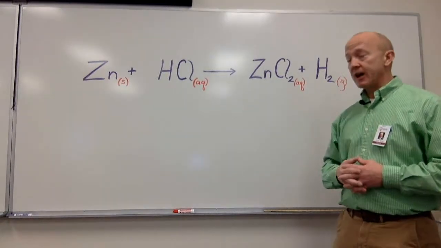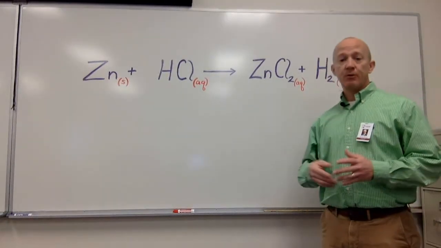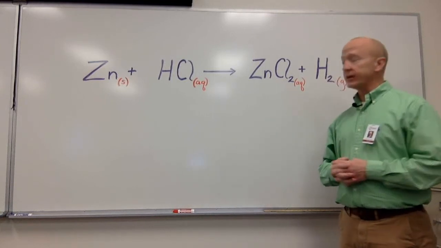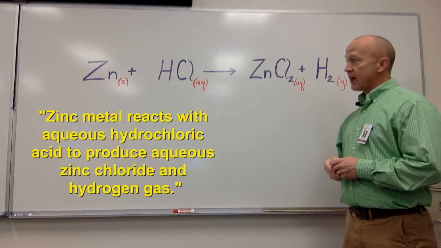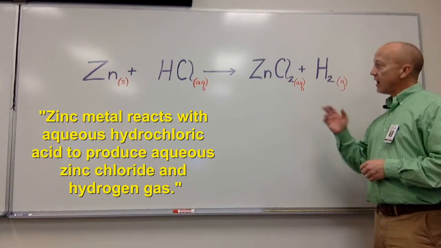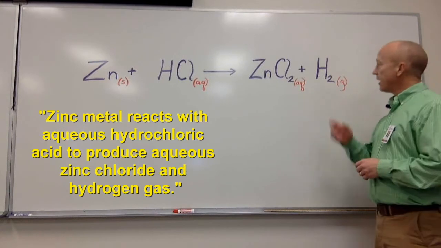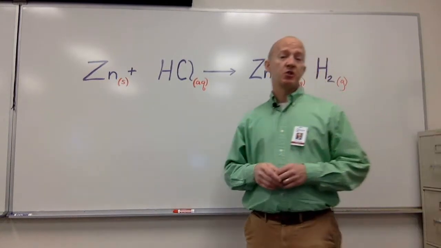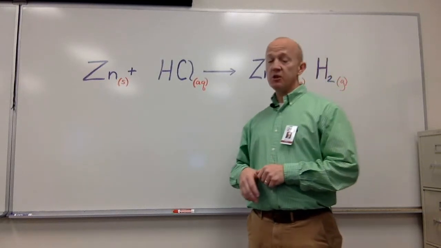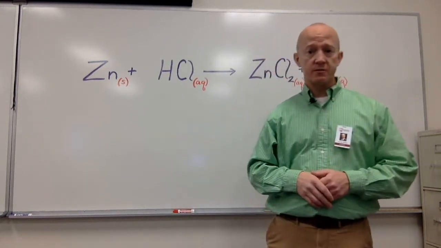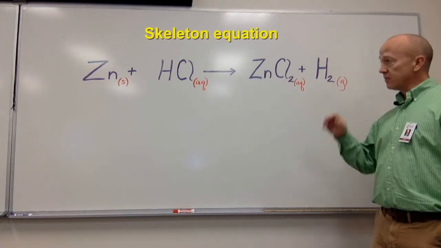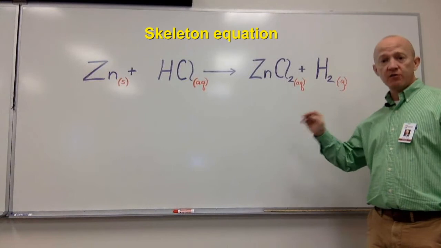We can express reactions in different ways. For example, a word equation. This reaction in word equation form would read, zinc metal reacts with aqueous hydrochloric acid to produce aqueous zinc chloride and hydrogen gas. Word equations are useful for describing the chemical reactions, but it's more useful for us to use chemical formulas than words. This is actually called a skeleton equation. It gives us the basic substances that are involved in the reaction.